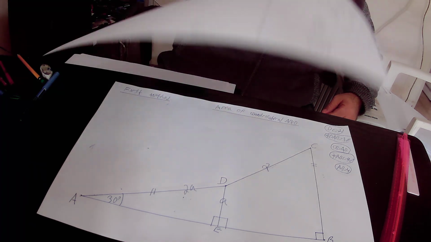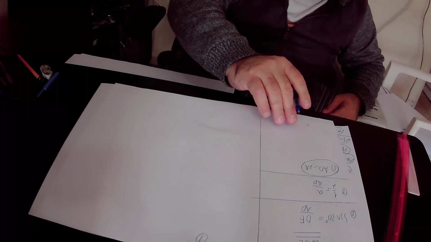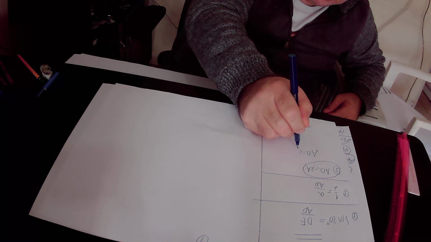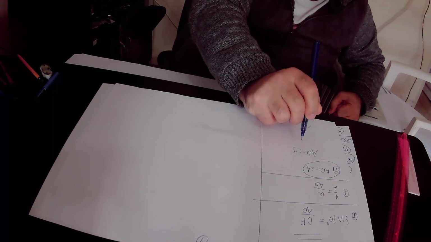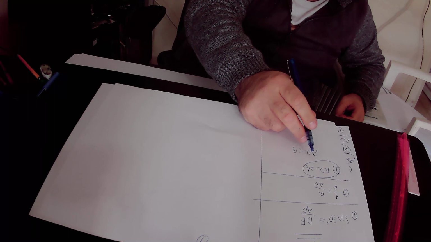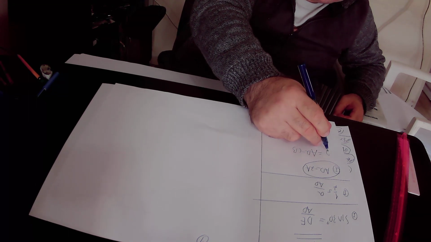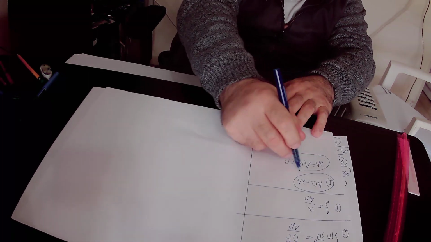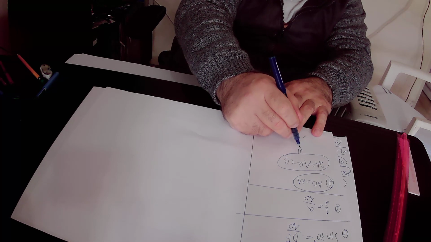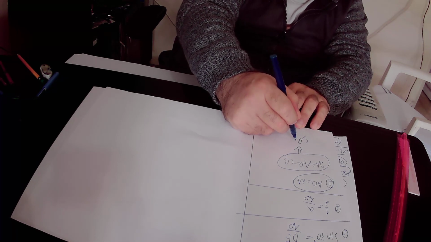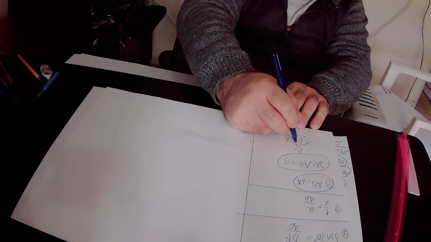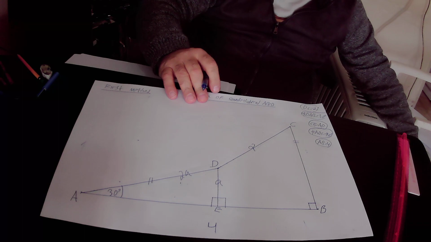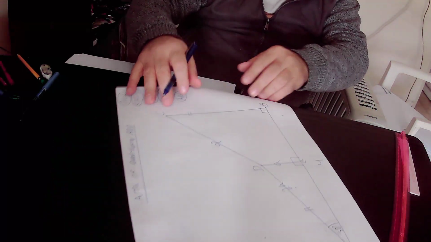According to what is given in the question, AD equals CB from one side, but from the other side we already found out that AD equals 2A. So from this equation we will get that CB also equals 2A. CB equals 2A. So we can write here that CB equals 2A.